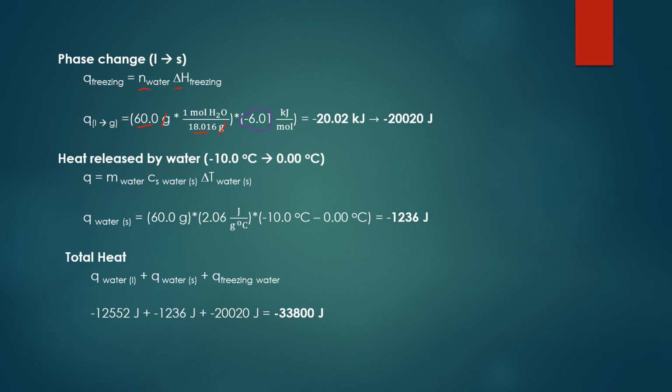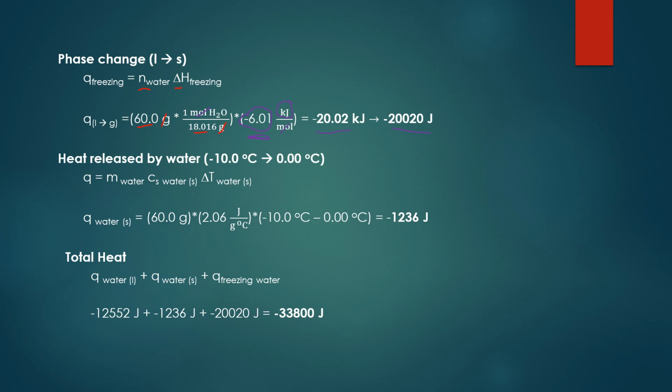Calculating this out, that will give us negative 20.02 kilojoules, because our moles and moles are canceling, leaving us with just kilojoules. So we convert that to joules for ease of adding at the end. So the tricky part here was changing the sign of that delta H.